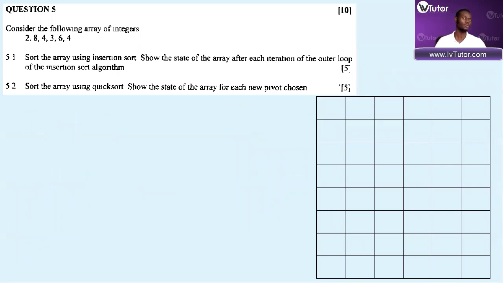This one says, consider the following array of integers. Sort the array using insertion sort. So I won't do this one. For this, you should go and look at the insertion sort algorithm.